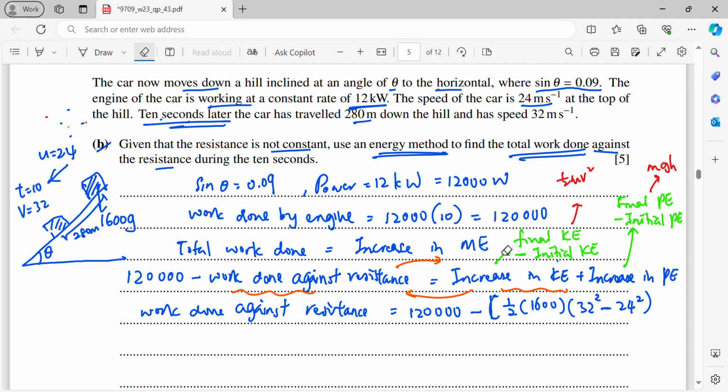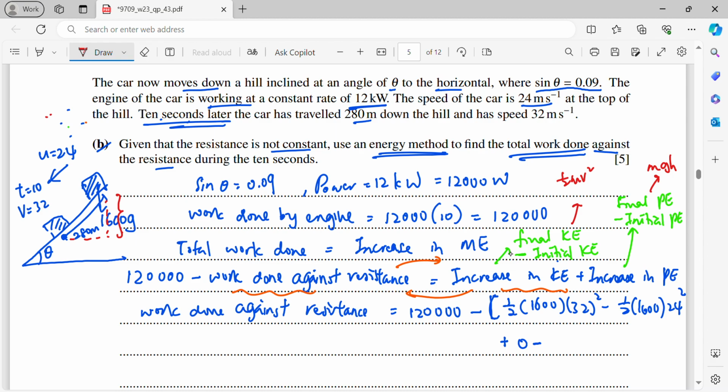Otherwise you can just split it into two terms like this. So it will be half mv squared, 32 squared, minus half mu squared. Then you plus mgh. Initially it is here, so I will assume it is at the h of 0, so it will be 0, then minus initial PE. At first the height is here, so I need to know what my height is over here.